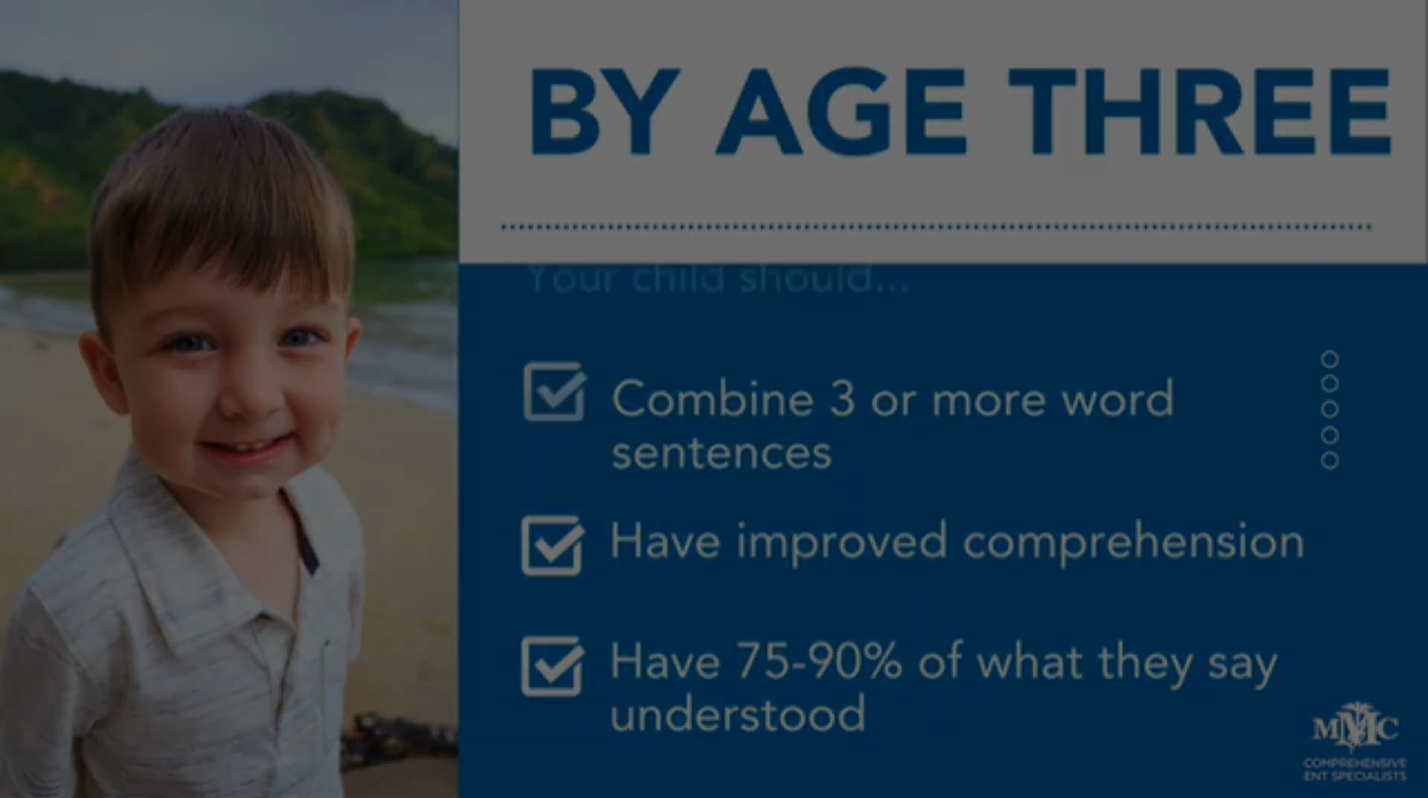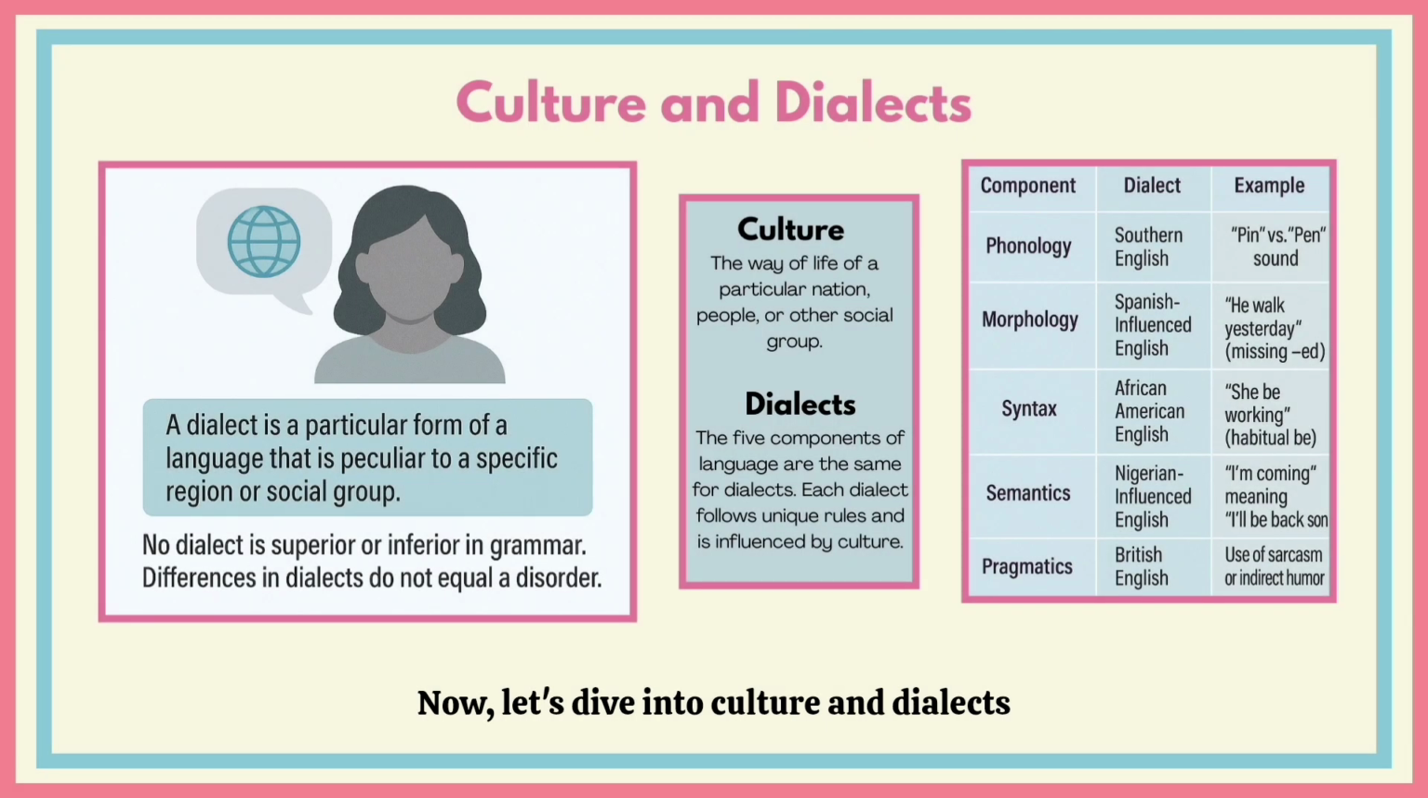they say understood. Now, let's dive into culture and dialects. A dialect is a unique way of speaking a language that reflects where a person is from or their social group. All dialects follow rules. They're not wrong or broken, just different.